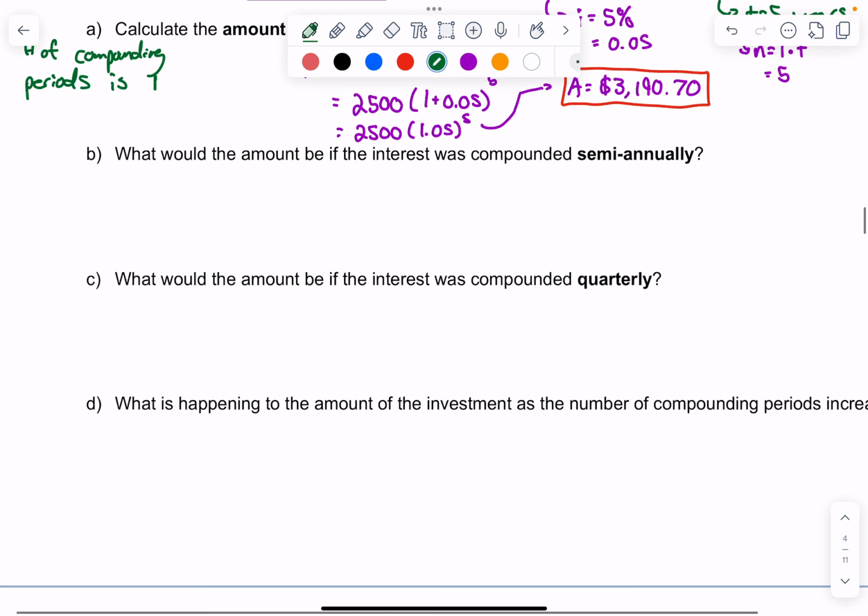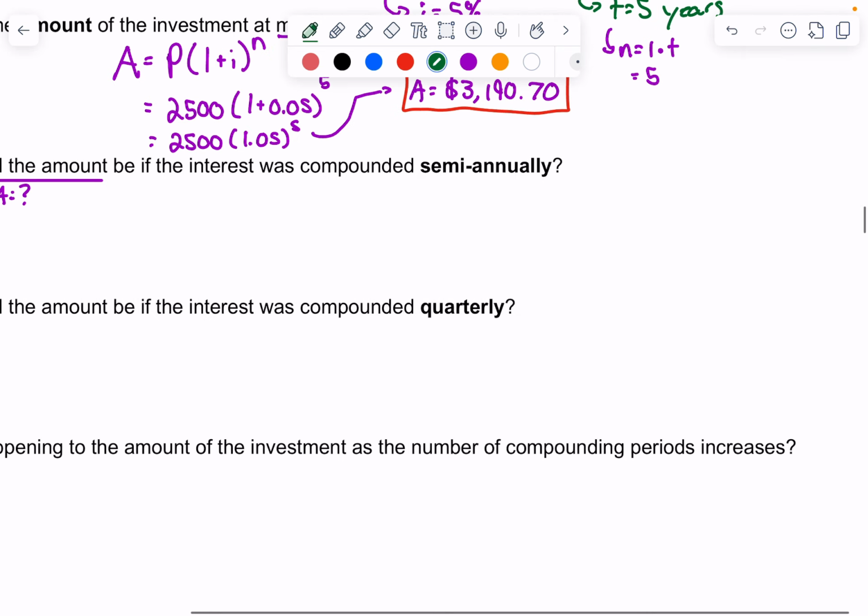So what would the amount be? Again, we are calculating our A value. This question is asking for the A, but the main thing is now we're compounding it semi-annually. So let's see how this impacts our amounts. Because it's semi-annually, we have to adjust 2 things, right? Both the I and the n value.